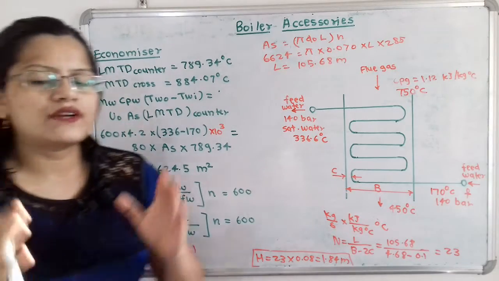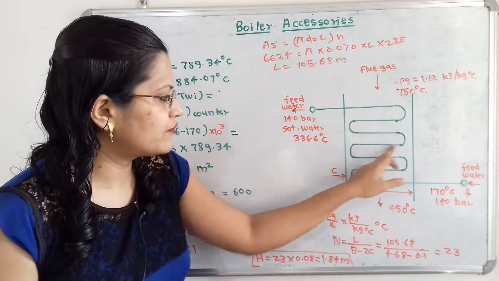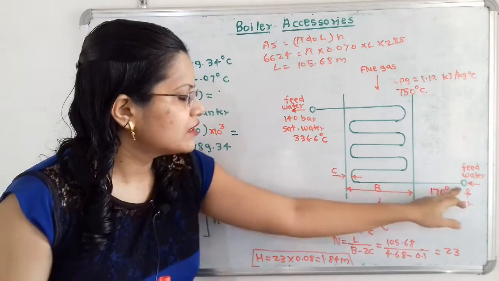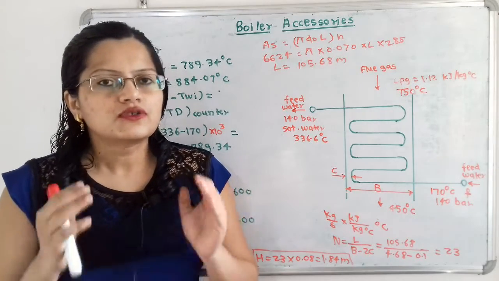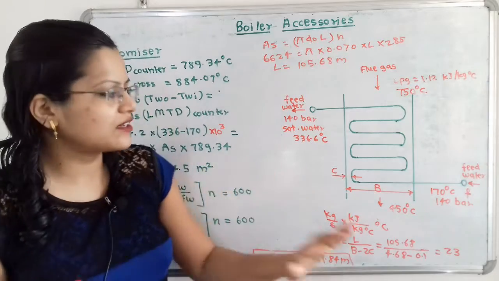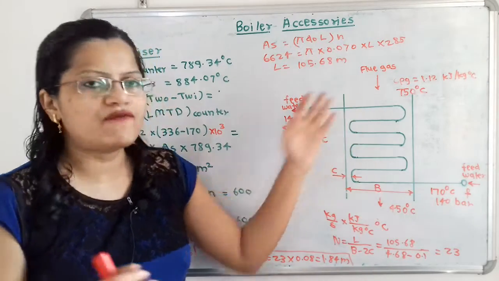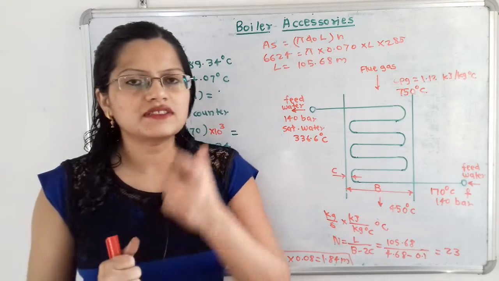Now we will calculate the total surface area of these coils. If we observe, these are the coils. So what is the total surface area? How to calculate it? If we observe the first formula, that is the heat transfer between this feed water and flue gas, which we have shown with the notation Q.